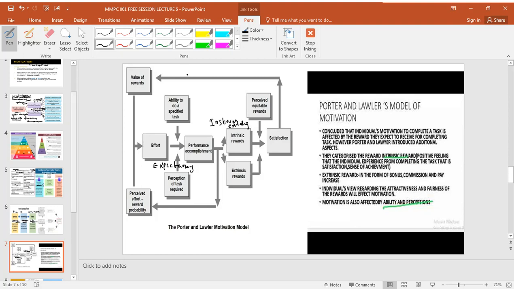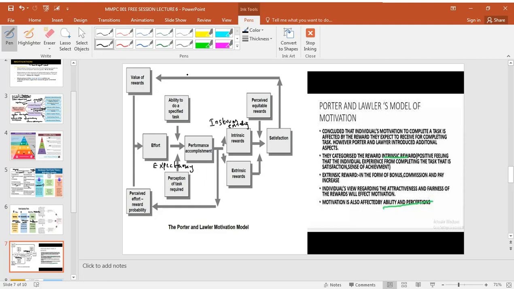Then they have to make the performance attainable. So now you know what type of reward your subordinate values. After that, you have to determine the desired performance. What is the desired performance from your subordinate? Then you have to make the performance level attainable.